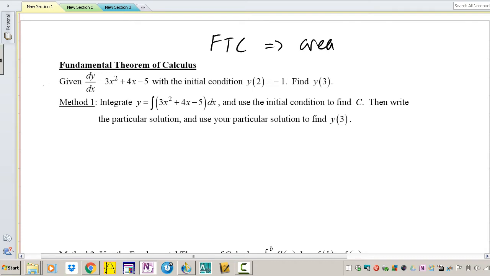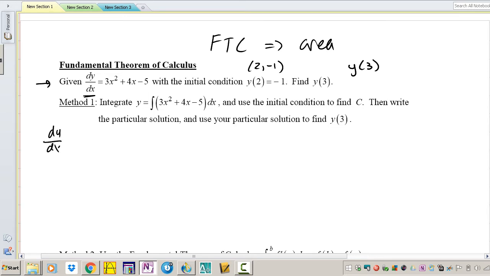So, given the derivative 3x squared plus 4x minus 5, with initial condition (2, -1), we're going to find y of 3. So we're not just going to be able to solve the differential. Once we solve the differential, we're going to figure out what the function is at 3. So method number 1 would be to solve the differential the way you guys have known how to do it.